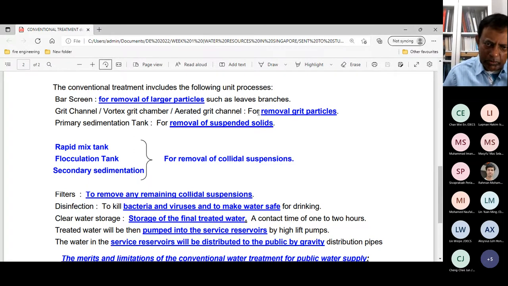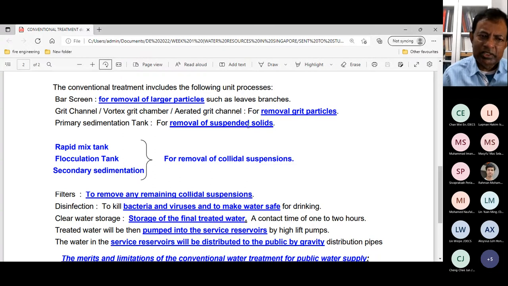Once you have removed the grit particles, you will be able to place the water in a primary sedimentation tank for about 2 or 3 hours. And that will be able to remove suspended solids. So what are suspended solids? Solids which are visible: your eyes can see the movement of the solid particles suspended in the water. When they are moving across, they are considered suspended solids.